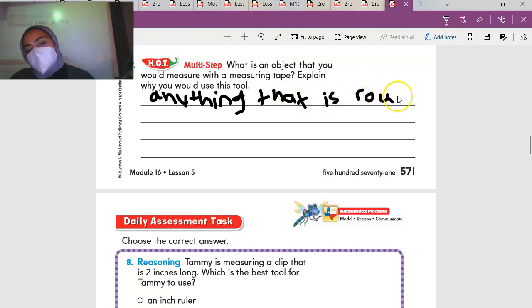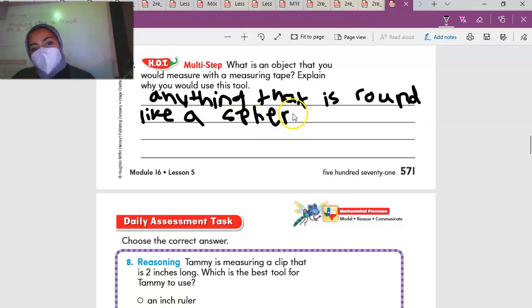And then it says explain. Why? Because these things are round and with an inch ruler or yardstick, you can only measure flat things. A measuring tape can bend, so you can bend those things. So why would you use this tool? Because a measuring tape can bend.